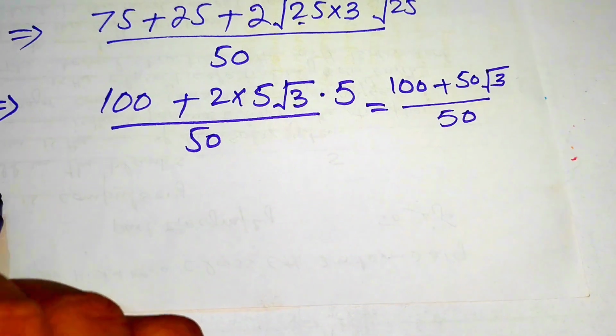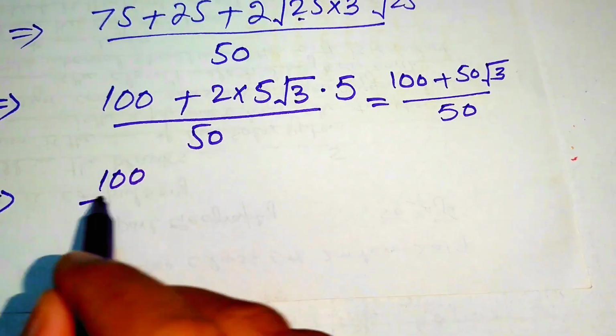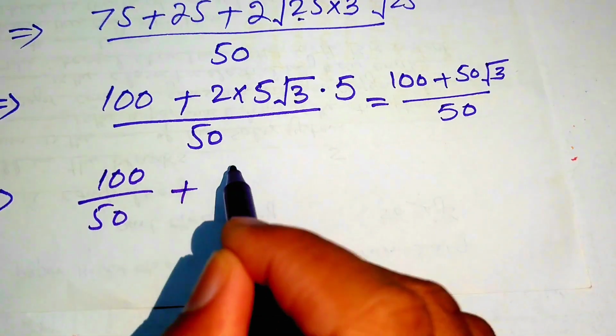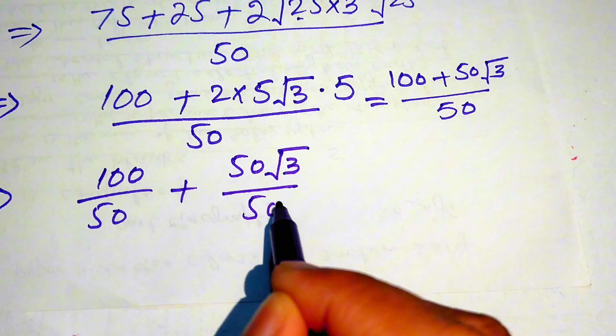So we separate the terms and write it as 100 over 50 plus 50 times the square root of 3 divided by 50.